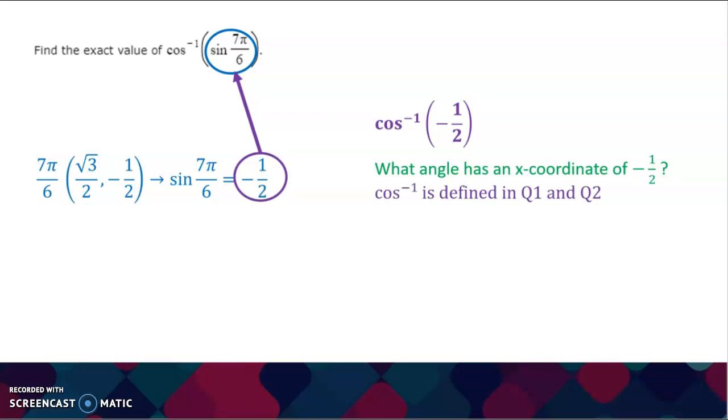Since this value is negative, we must be talking about quadrant 2. It's my family of over 3's that have x coordinates of 1/2. And my over 3 in quadrant 2 is 2 pi over 3.